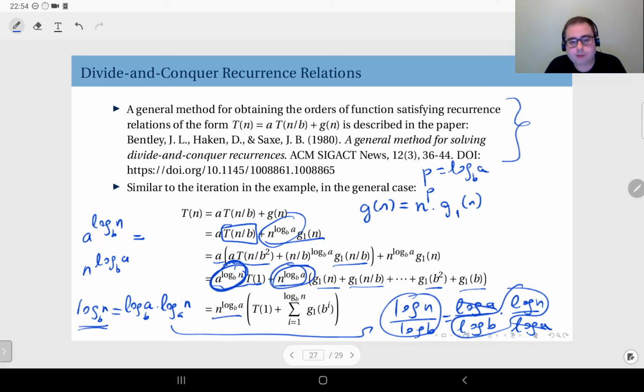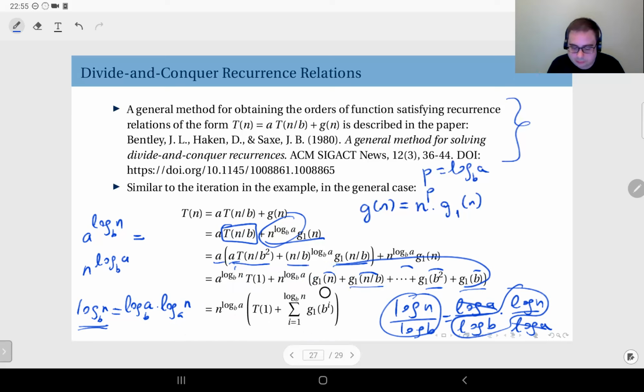So we have n to the power log_b(a) times T(1) plus this term: the sum over i from 1 up to log_b(n) of g1(b^i). That's g1(b), g1(b^2), g1(b^3), etc., up to g1(n/b), and finally g1(n). So this is the general picture. Let me clear this out a little bit. T(n) equals this expression here.